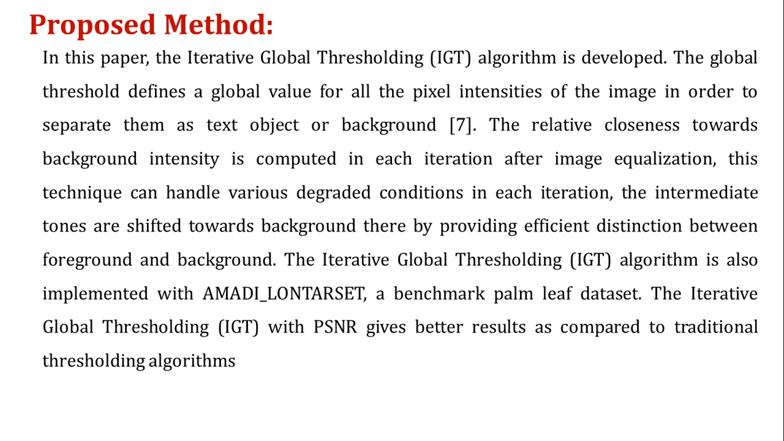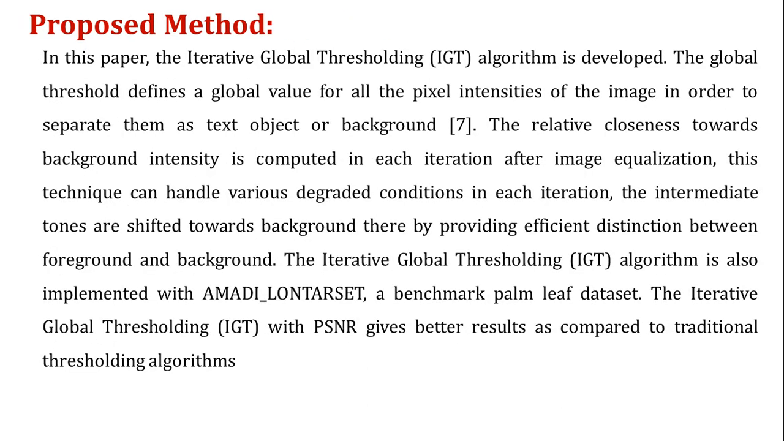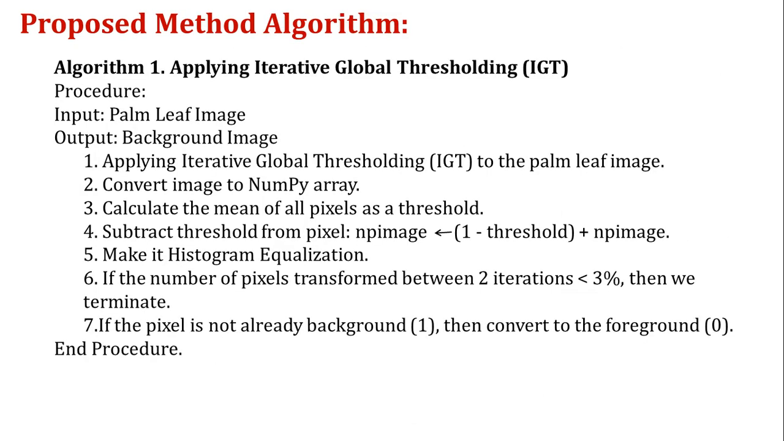This global thresholding works iteratively, separating foreground and background every time based on the threshold value. It takes either 0 or 1. The iterative global threshold algorithm is also implemented with the MADOD Lontari set, a benchmark palm leaf dataset. The iterative global threshold with PSNR gives a better result as compared with the other traditional thresholding algorithms. The proposed algorithm is split into two parts.